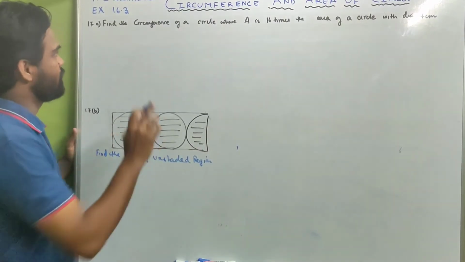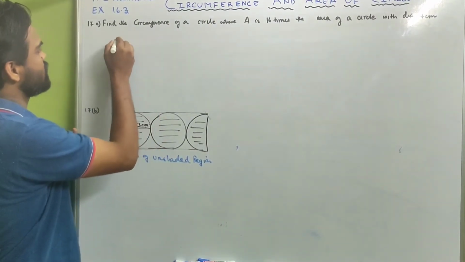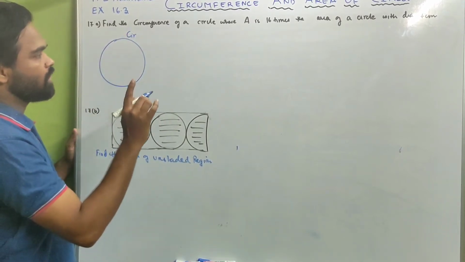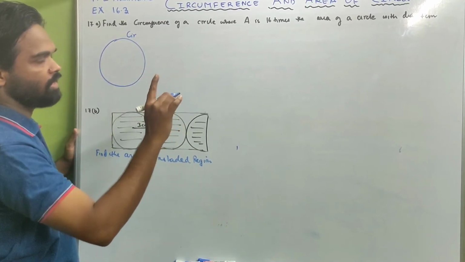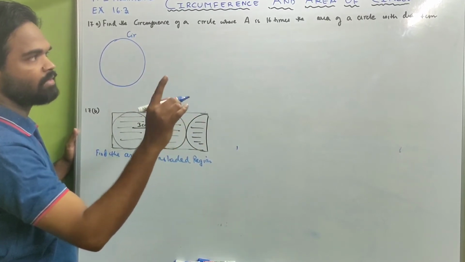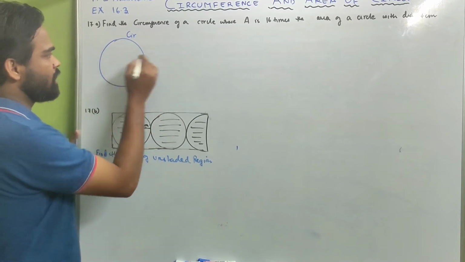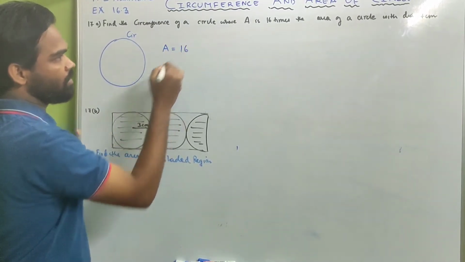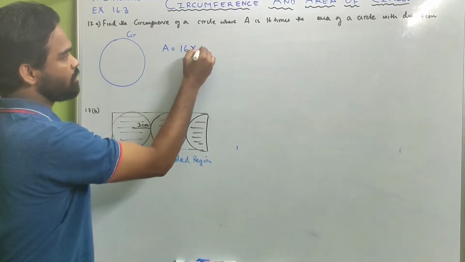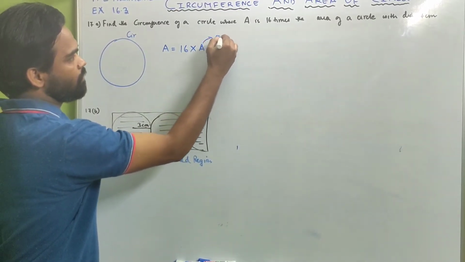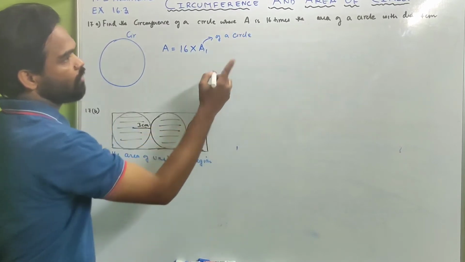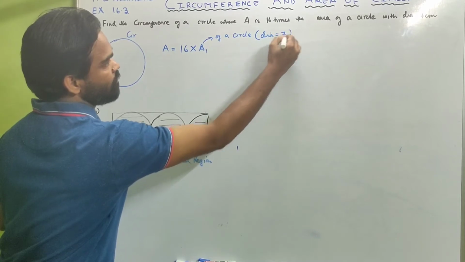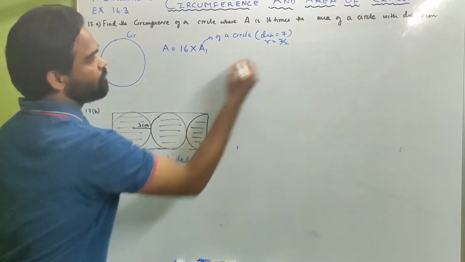Now look at 17 part A. Find the circumference of a circle. You have to find the circumference of the circle whose area is 16 times the area of a circle with diameter 7 centimeter. Which means the area of this circle is 16 times the area of a circle whose diameter is 7, which means the radius is 7 by 2.